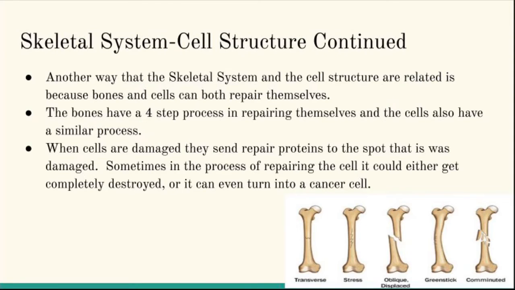Another way that the skeletal system is related to the cell structure is by the way that they both repair themselves. For example, the bones have a 4-step process in repairing themselves, and the cells also have a similar process. When cells are damaged, they send repair proteins to the spot that it was damaged. Sometimes in this process of repairing, the cell could either get completely destroyed or could even turn into a cancer cell.